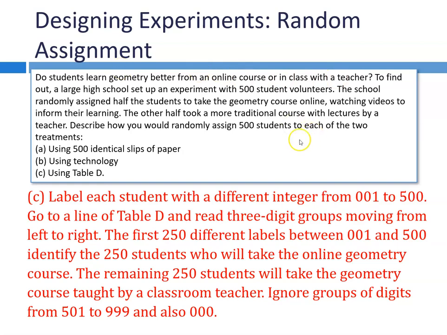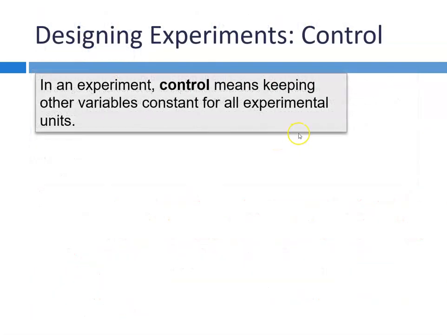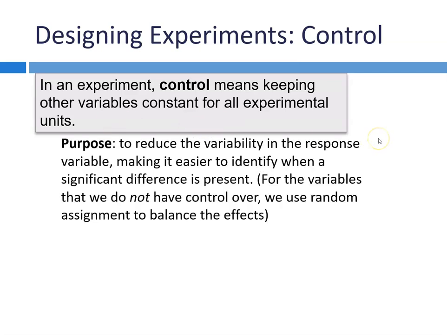Let's talk a little bit more about control. We talked about a control group, but let's talk more about control in general. So in an experiment, control means keeping other variables constant for all experimental units. The purpose of this is to reduce the variability in the response variable, making it easier to identify when a significant difference is present. So for the variables that we do not have control over, we use the random assignment to balance the effects of this.